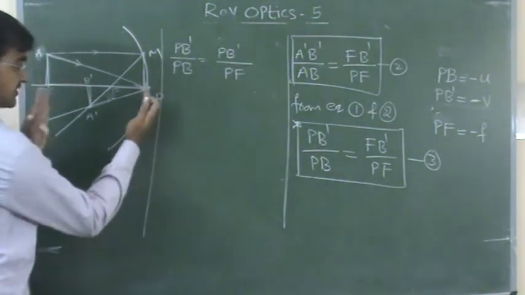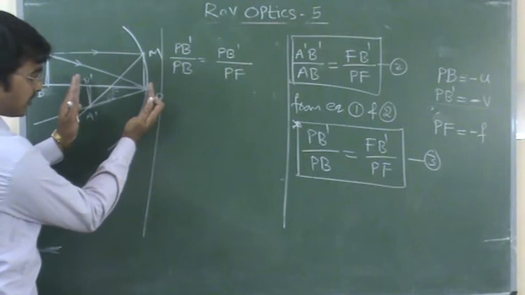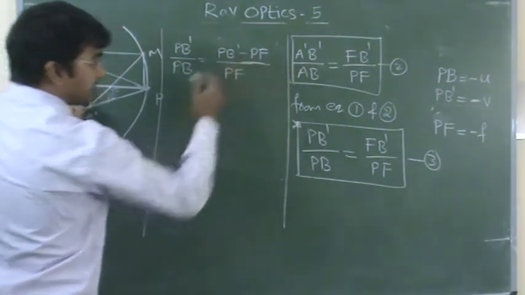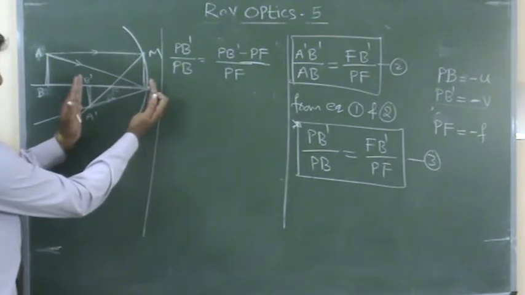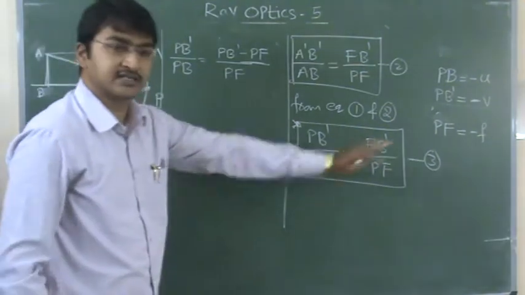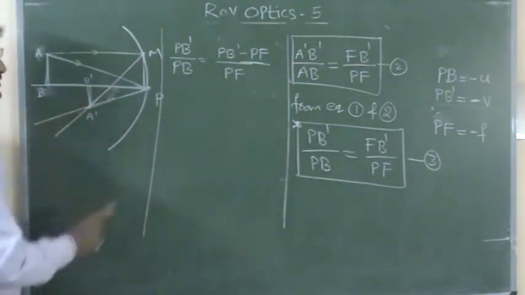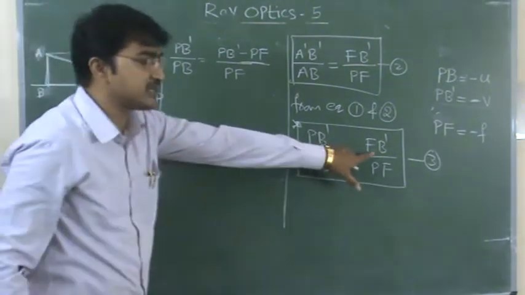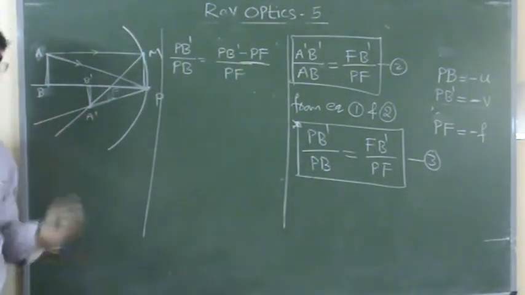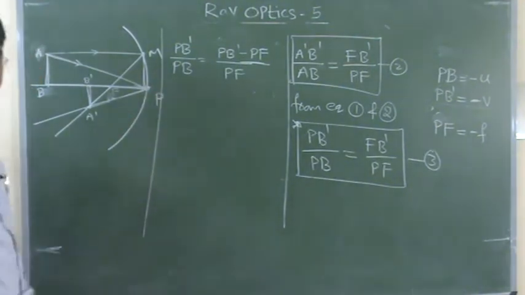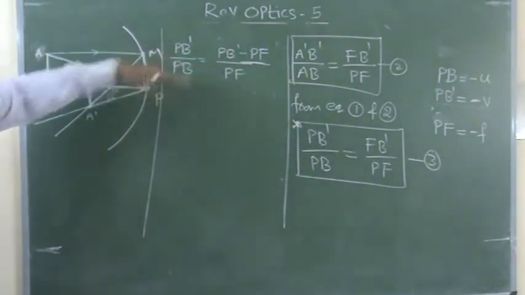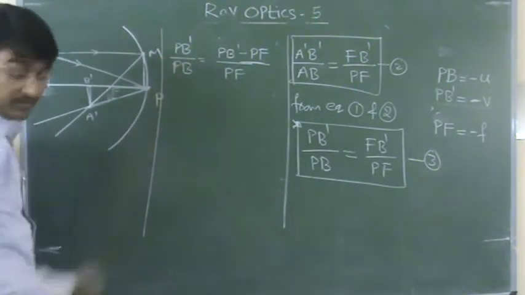PB dash, that is this term. And by removing PF from PB dash, what you get is only the FB dash value. So I am changing FB dash like this by taking the reference of the diagram. Got it? Now substitute the values. I am taking equation number 3 and substituting here. Got it? Okay.